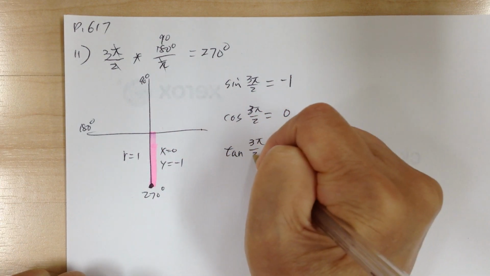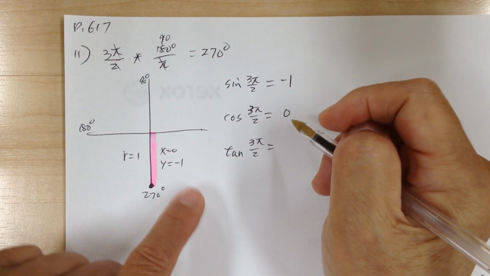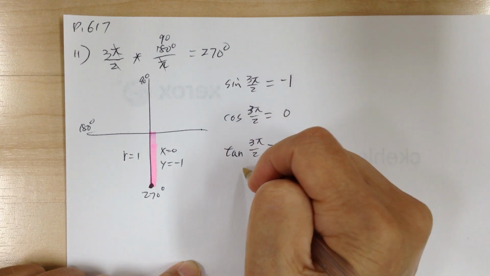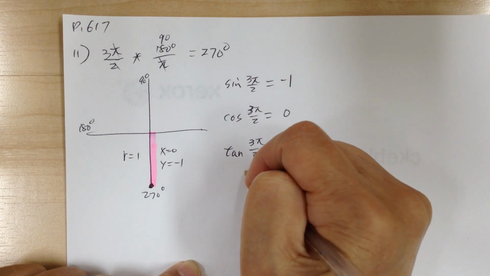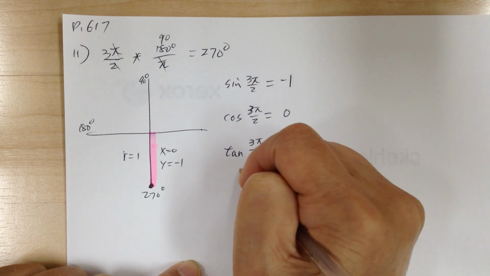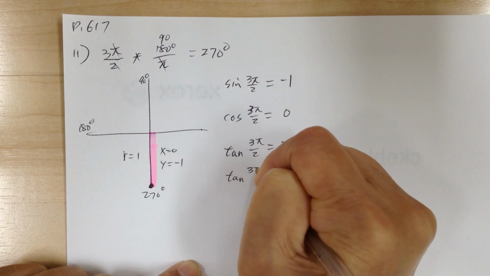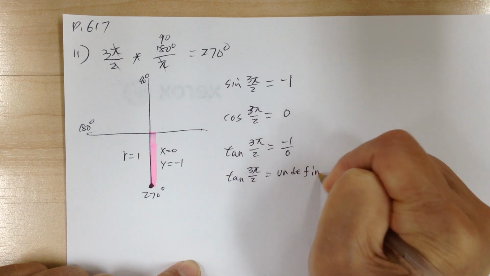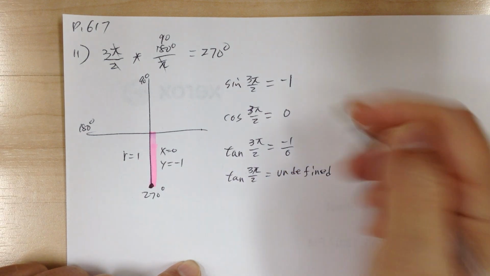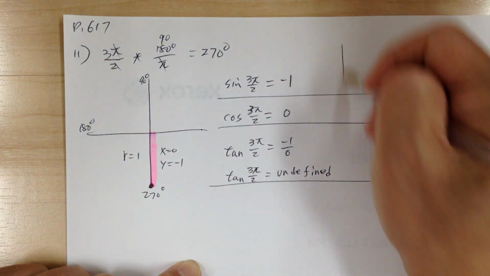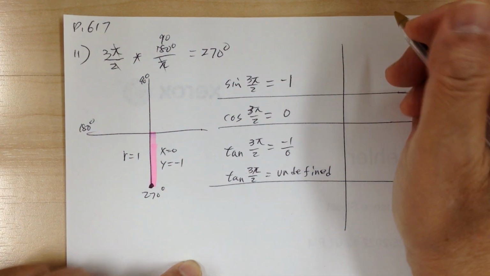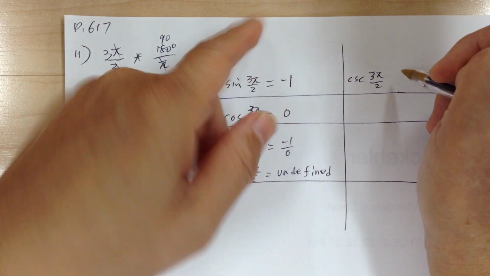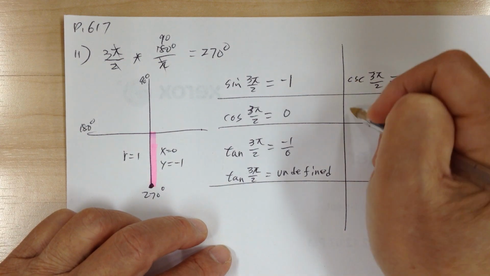Tangent of 3 pi over 2 will equal to the y over x, so it would be -1 over 0. So this is undefined. Okay. Now let's go and get the other 3. So sine, you get cosecant. So you flip this upside down, so you're going to still get -1.